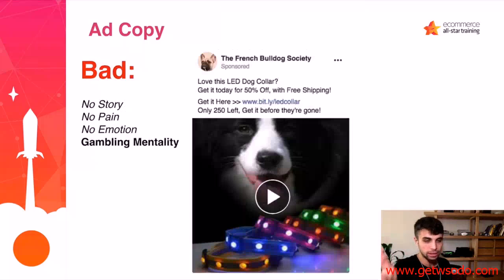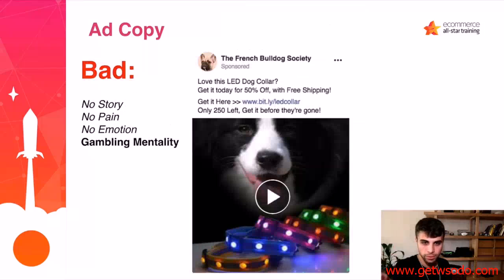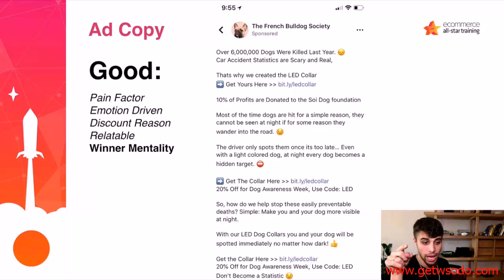Because now they're not selling an LED collar anymore. They're selling a lifesaver for their dog. You understand the difference? This ad is selling an LED collar. This ad is basically selling saving their dog's life. That's the difference, even though it's the same product. There's a pain factor, it's very emotion driven, discount reason, and relatable.